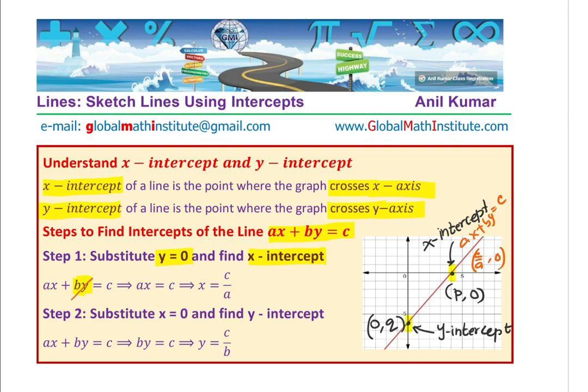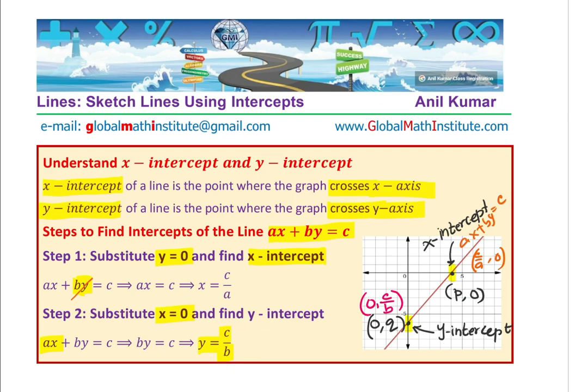Well, clearly, for the y-intercept, I'm going to put x equals 0. So this term will be 0. And therefore, by is c, so y is equal to c over b, right? So we get the y-intercept as the ratio of c and the coefficient of y, as the y value, with the x value being 0. Make sense? So that is how you get the x and y intercepts.